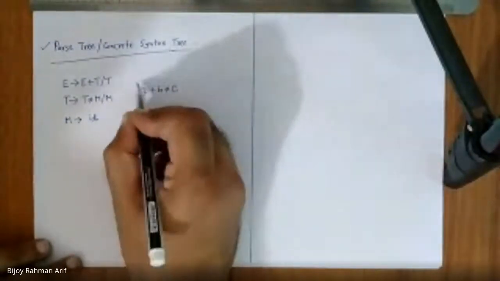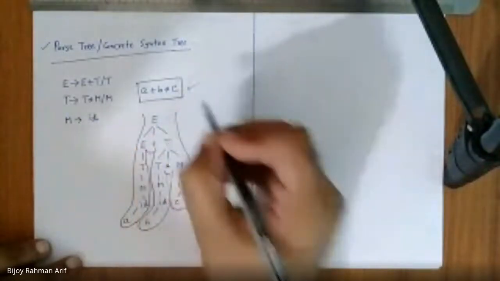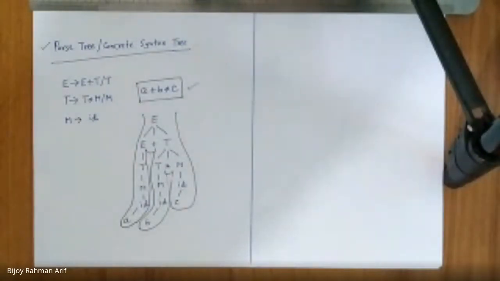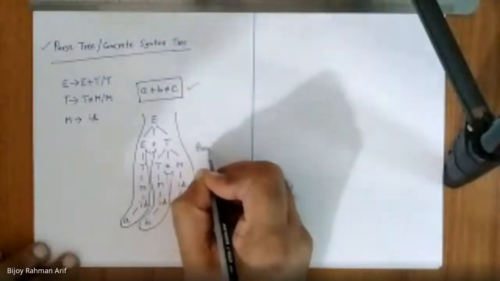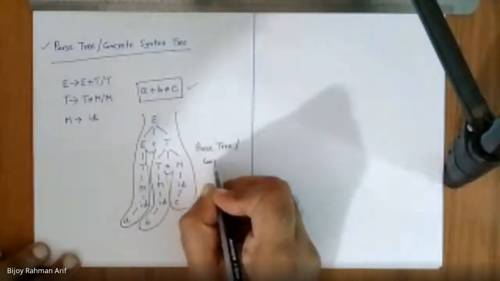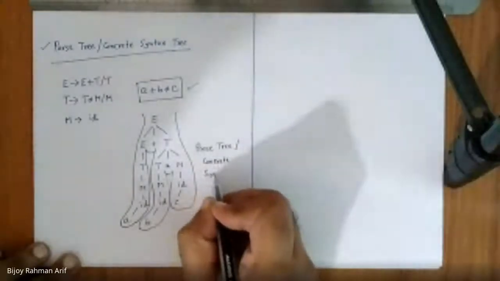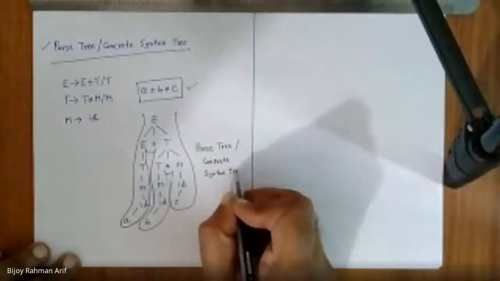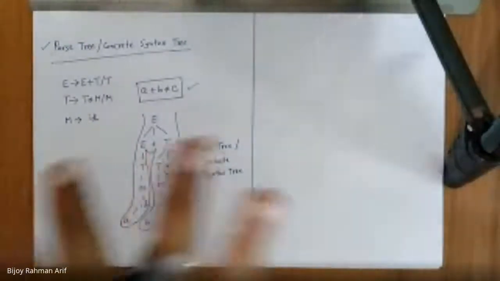Am I right? You get this. Am I right? Yes, sir. So this thing is called parse tree or concrete syntax tree. But you can represent this parse tree in a more compact way.